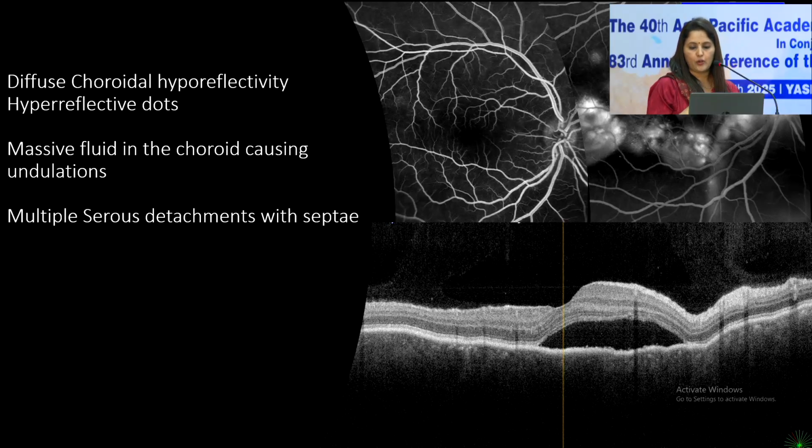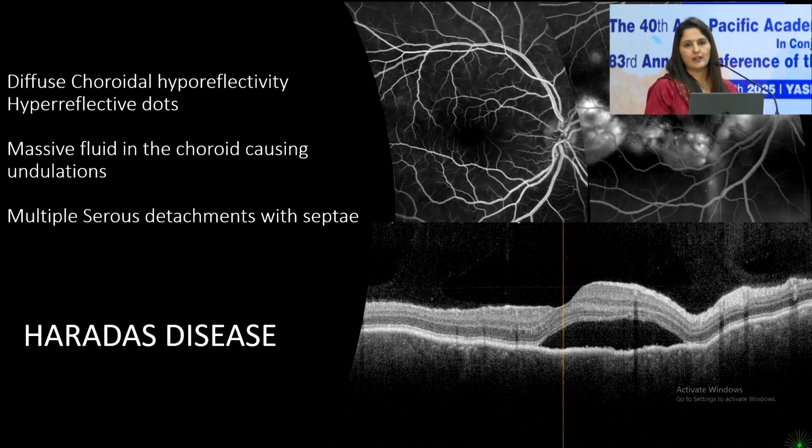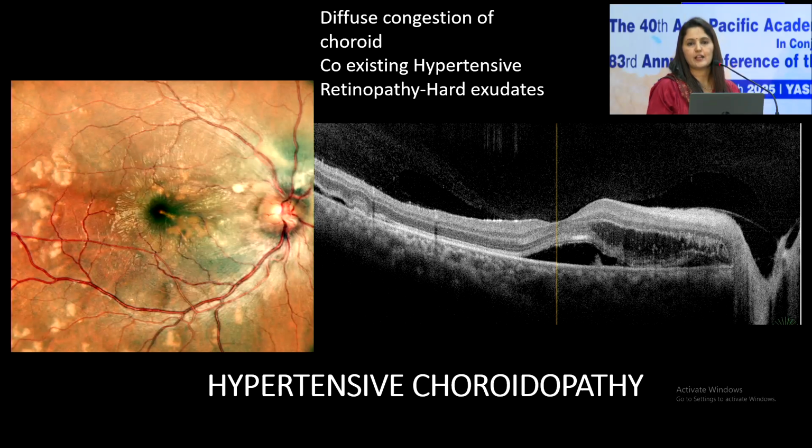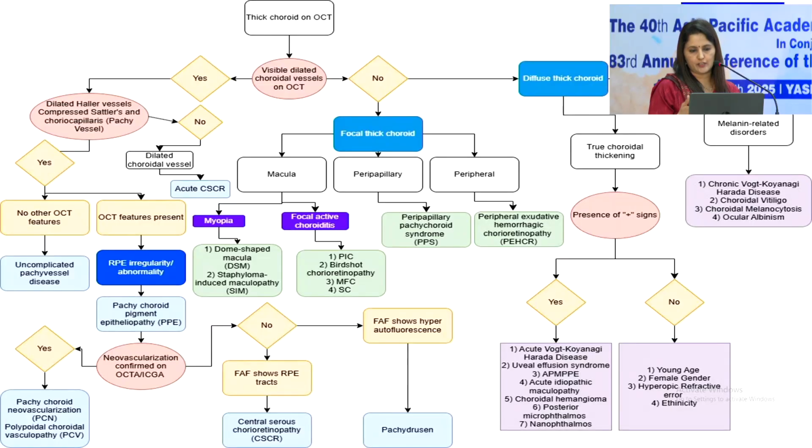You see a thick choroid, but you don't see dilated choroidal vessels. It's a diffuse thick choroid with choroidal undulations. When we did the FA for these patients, you could see the pinpoint leakages and profuse leakages with disc hyperfluorescence in late stages. This is a case of Harada's disease. Again, here is a young patient who walked in with headache and dizziness. Again, a diffuse thick choroid, a few hard exudates in the retina, and coexisting hypertensive retinopathy, and I think it's a hypertensive choroidopathy patient. So again, diffuse thickening of the choroid.